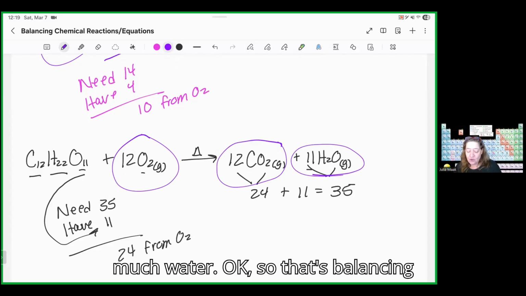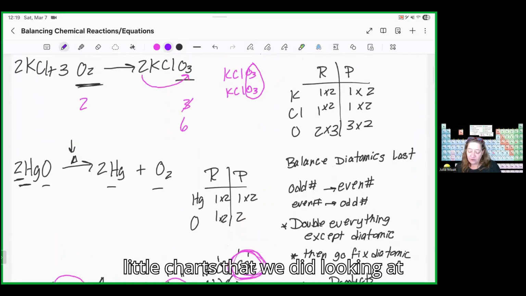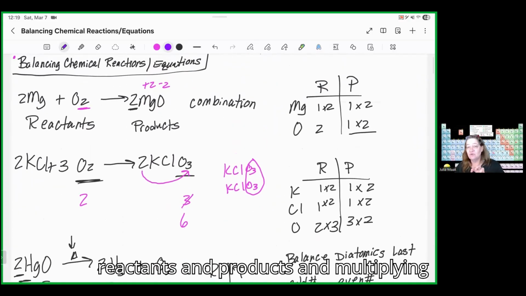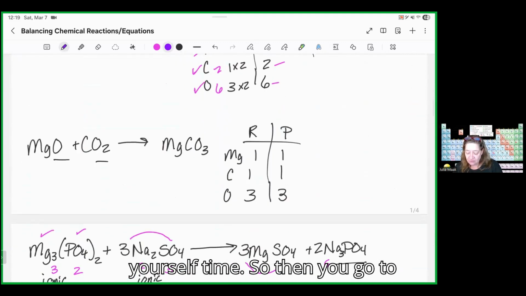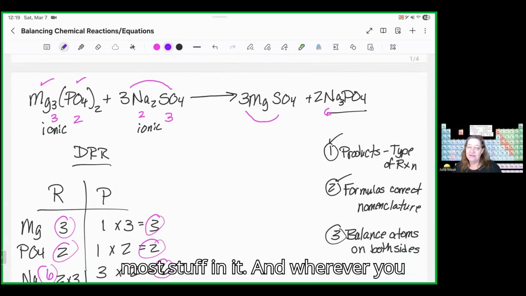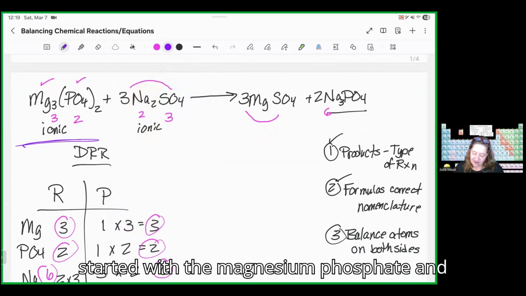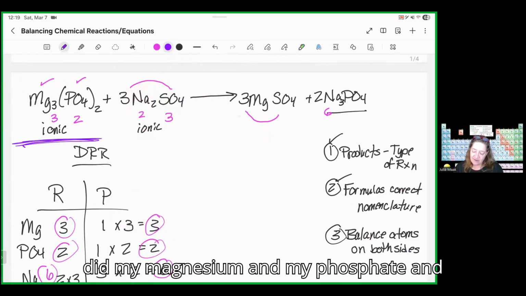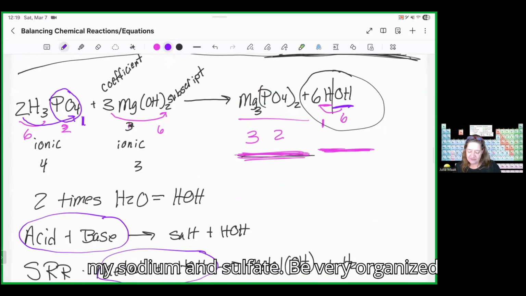Okay, so that's balancing equations. You can start with the little charts that we did, looking at reactants and products and multiplying and all of that. But eventually you want to move past that to save yourself time. So then you go to starting with the thing that has the most stuff in it. And wherever you started, like this one over here, I had started with a magnesium phosphate and did my magnesium and my phosphate. And then I just stayed over here and did my sodium and sulfate. Be very organized about it. Okay.